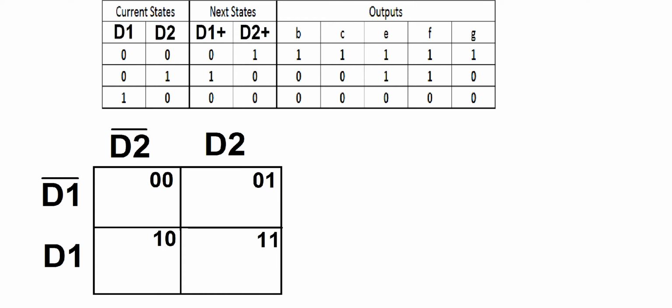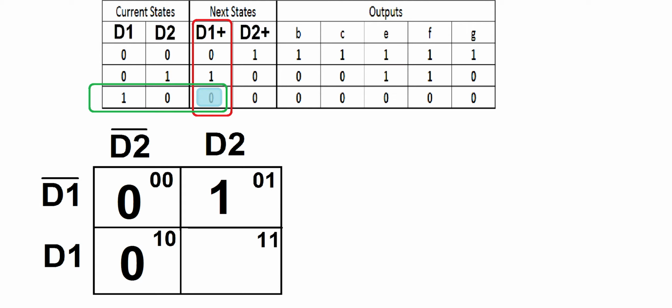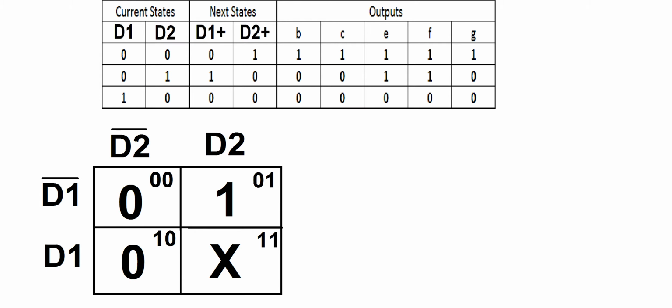Now we look at our truth table and start calculating our next states of flip-flop and outputs. First, for D1 plus. For the state 0, 0, D1 plus is 0, so we put 0 in the square 0, 0. For the state 0, 1, D1 plus is 1, so we put 1 in the square 0, 1. For the state 1, 0, D1 plus is also 0, so we put 0 at the square 1, 0. Now for the square 1, 1, we don't have a corresponding state for 1, 1, so we just put an X in the square 1, 1. This is called a don't care sign.